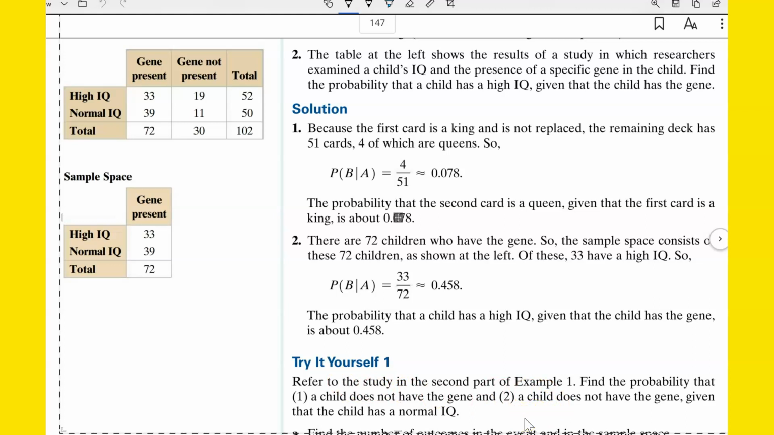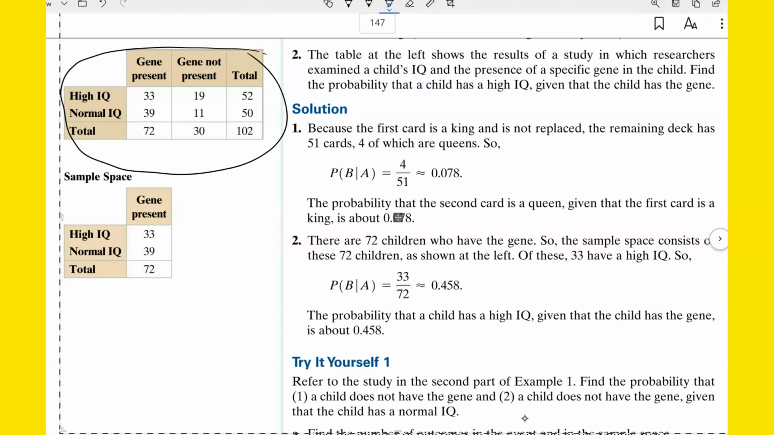Okay, referring to that study in the second part of example 1, so referring to this gene and IQ thing, find the probability that 1, a child does not have the gene. Okay, so the probability that the child does not have the gene, so that means we're looking, it didn't say given anything. So we're looking at the whole table. What's the probability that the child does not have the gene? The probability that the child does not have the gene is the total number of children that don't have the gene, which would be this. 30 children don't have the gene. What's the total number of children? 102. So the answer would be 30 out of 102.